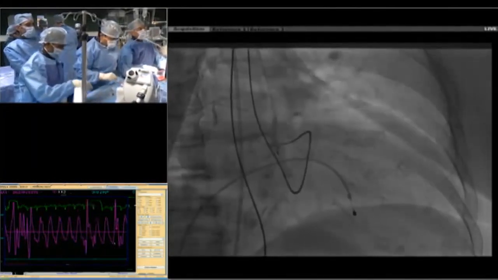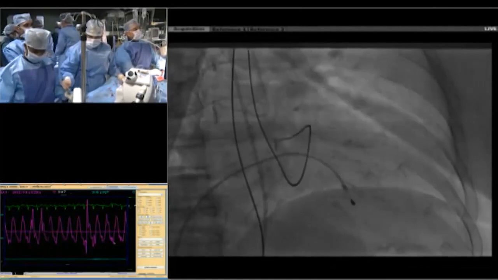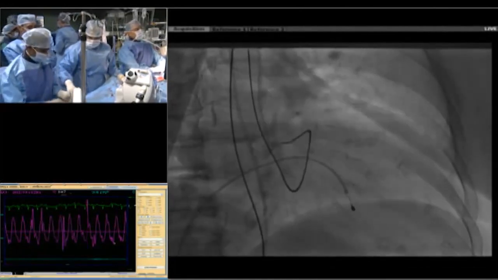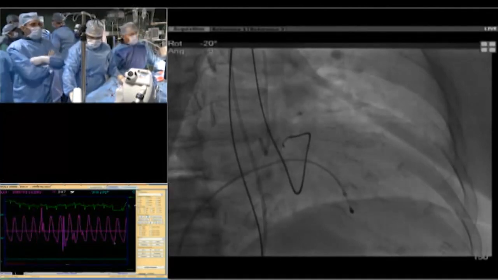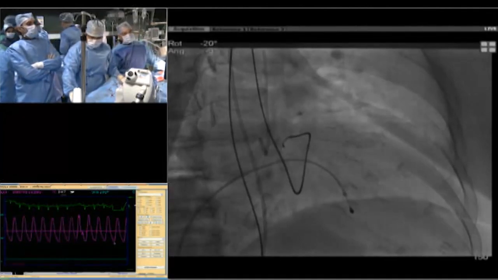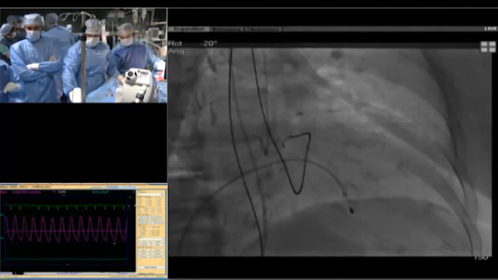This is more of a safer approach. Pigtail, please. Pigtail catheter. So inside a pigtail catheter, we'll position our M-plus extra stiff wire.